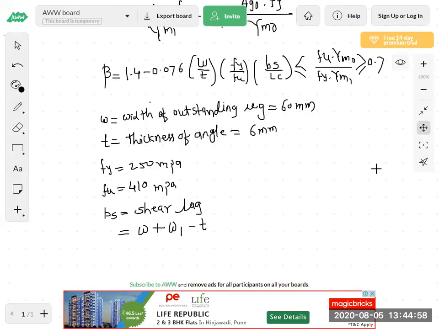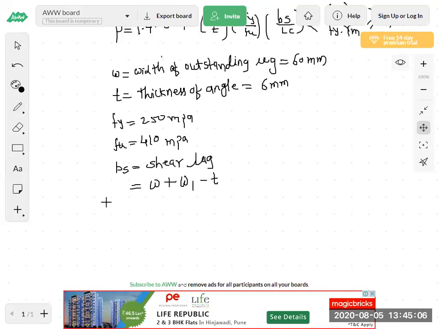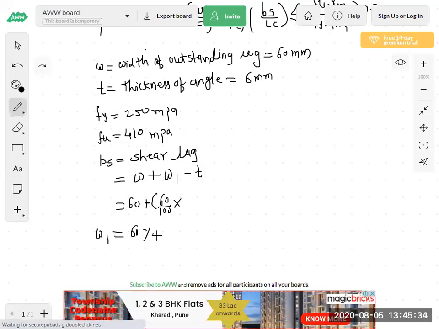Now, what is W? Here W is the width of the outstanding leg. So we got W: W is 60, plus W1. How to calculate W1? As I have told you, W1 is nothing but 60% of the length of the connected leg. So here W1 is equal to 60% of the length of the connected leg.